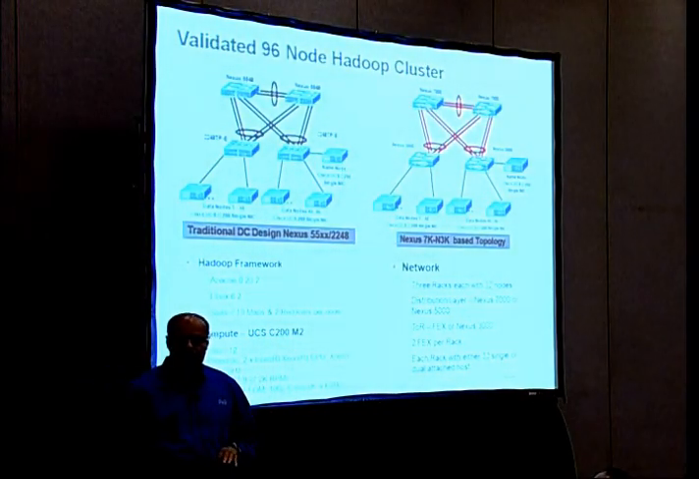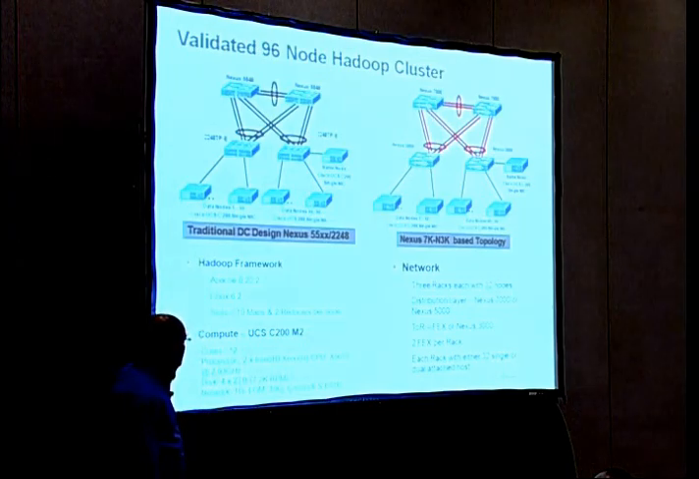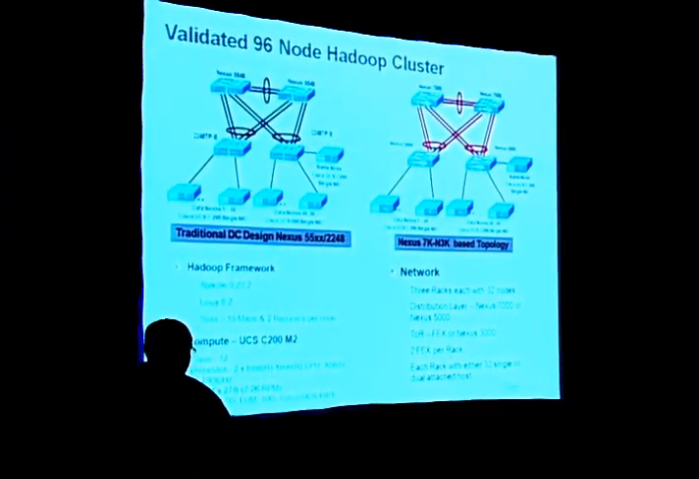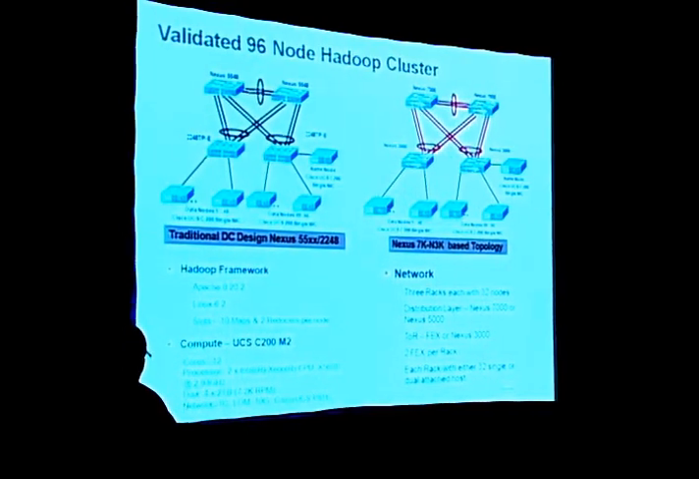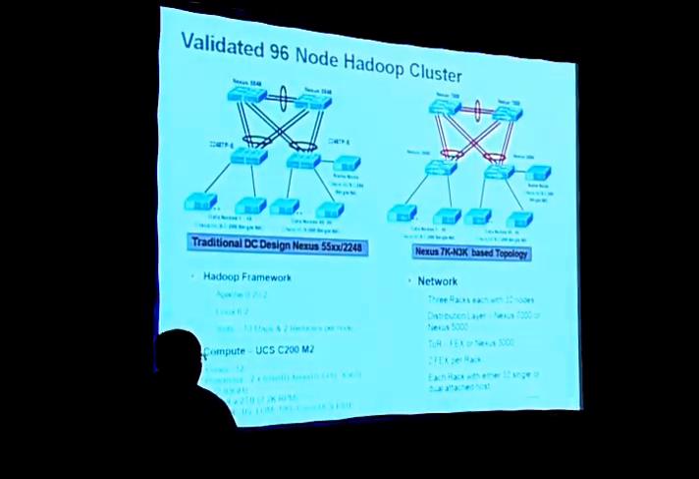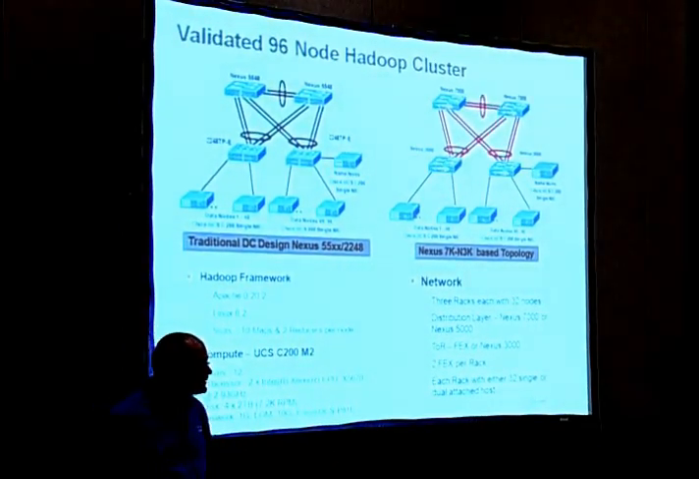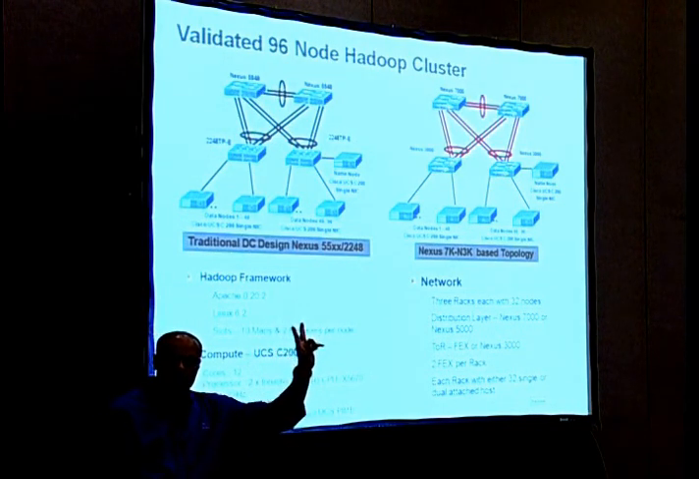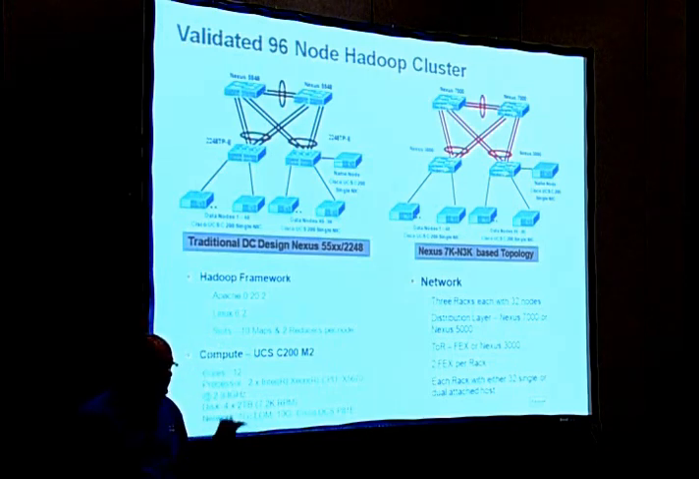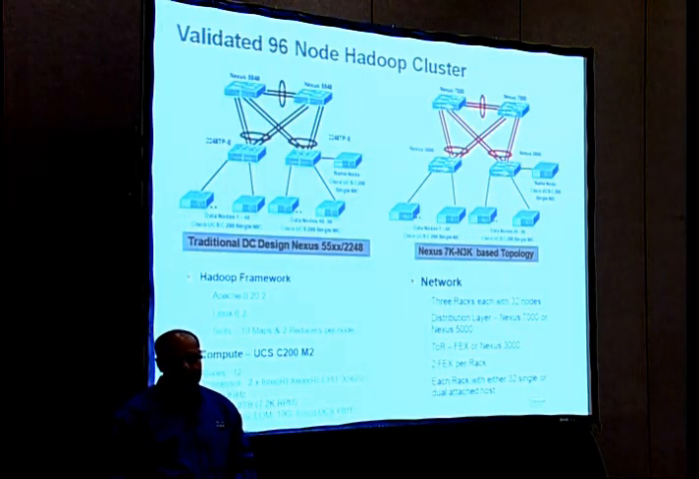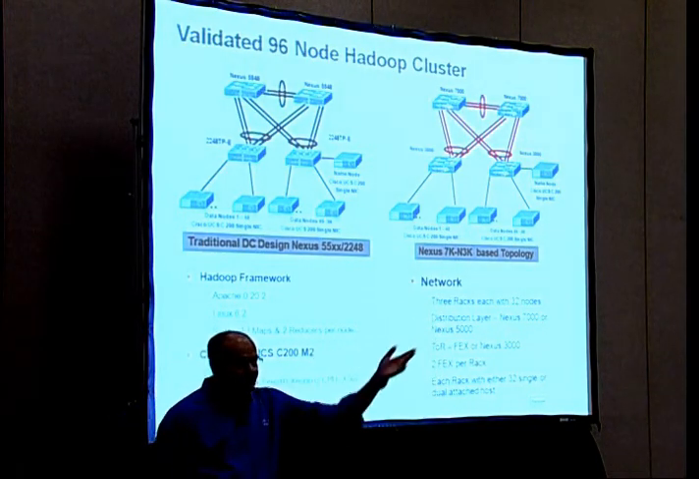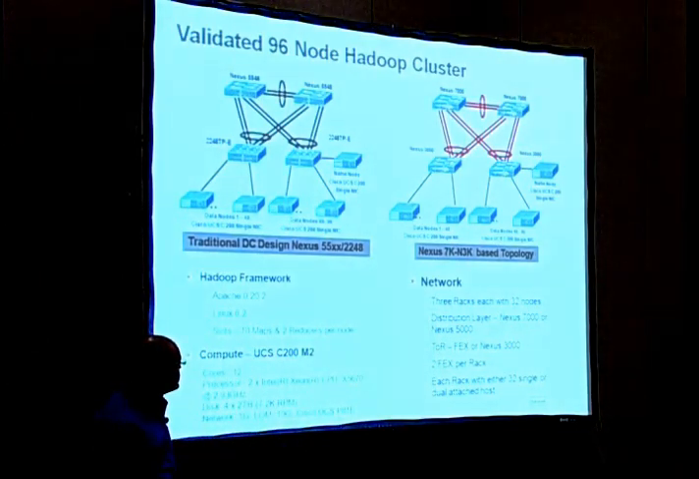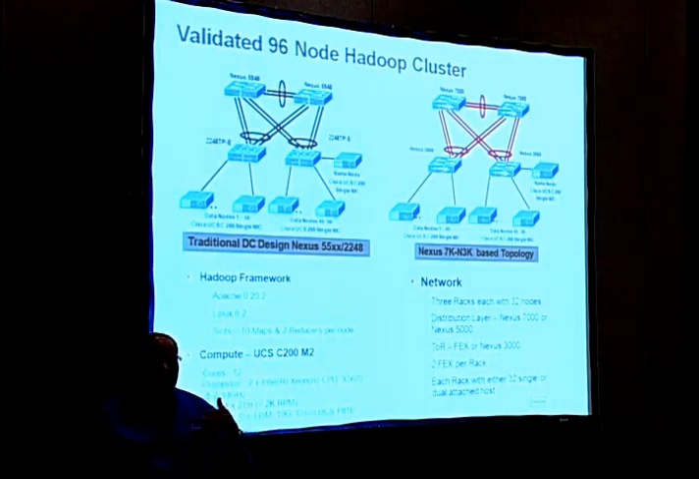Big data in enterprise, you all know about it. This is a reference slide, what we validated with, what's the environment. It's Apache 0.20.2, Linux 6.2, 10 mappers, 2 reducers, UCS C-series standard Westmere processors. Romley wasn't available at the time we were testing these things. 96 nodes, 2 reference topologies. And the key is that we will revisit this reference topology as we progress.